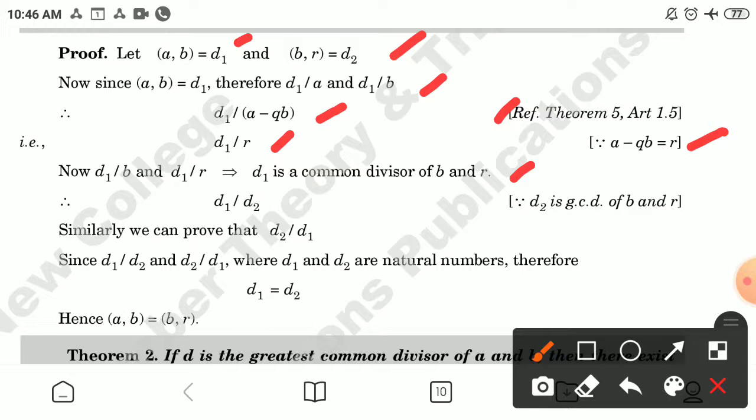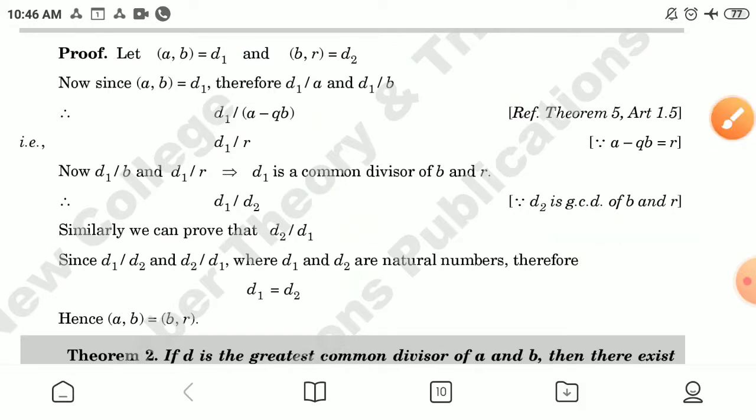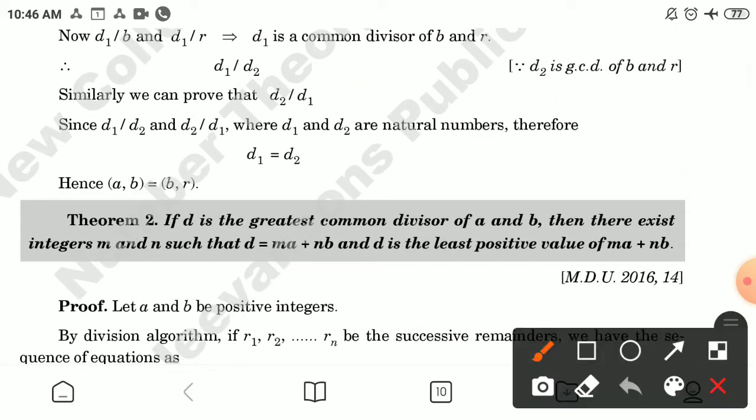Therefore d1 divides d2, where d2 is the greatest common divisor of b and r. Similarly, we can prove that d2 divides d1. Since d1 divides d2 and d2 divides d1, where d1 and d2 are natural numbers, therefore d1 is equal to d2. Hence the greatest common divisor of a and b is equal to the greatest common divisor of b and r.